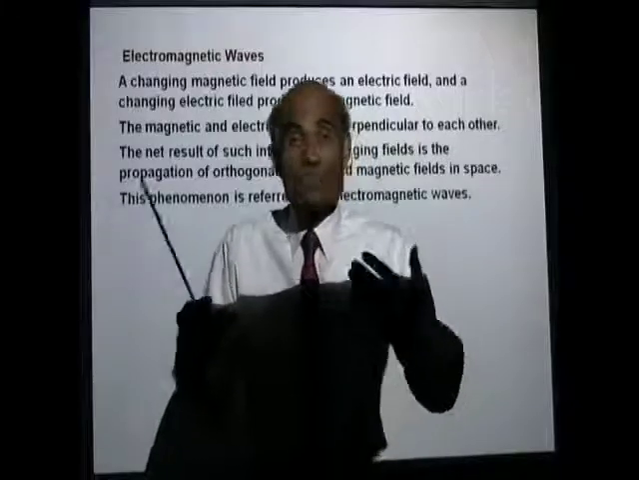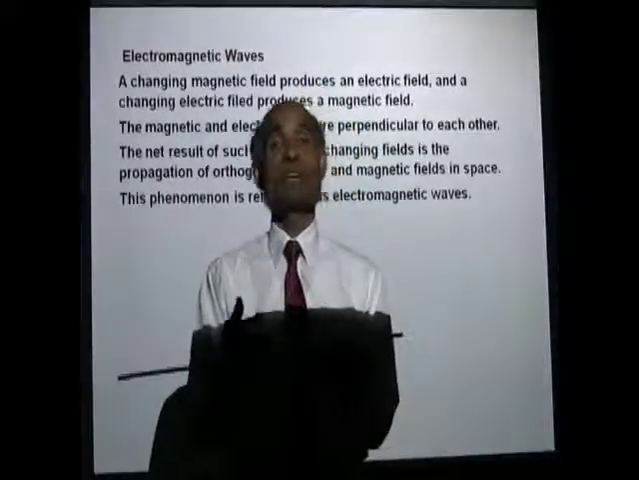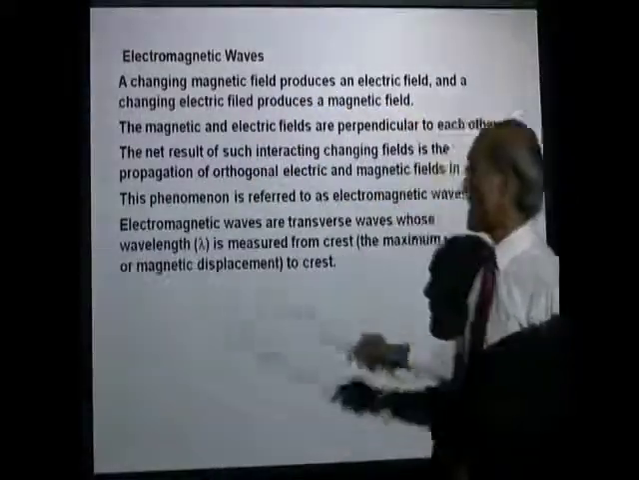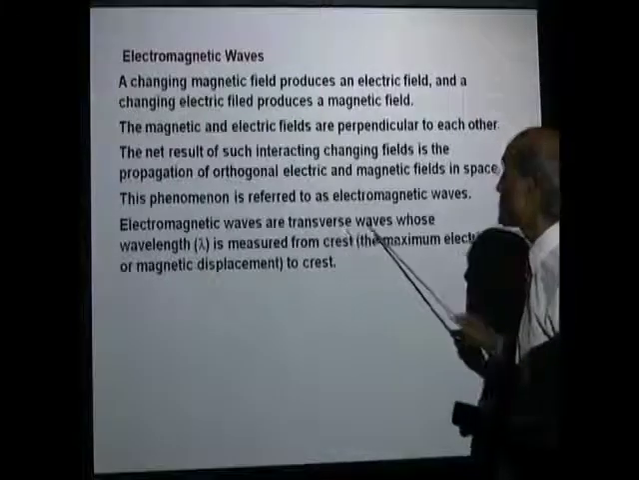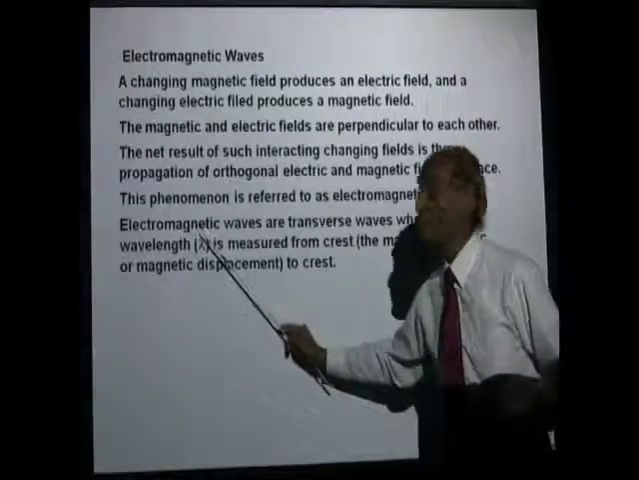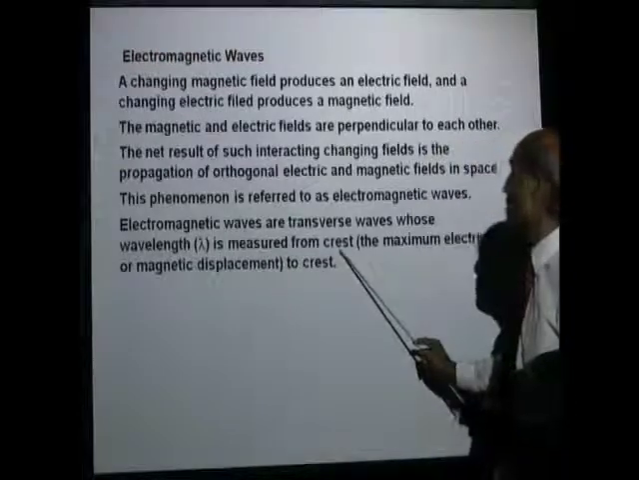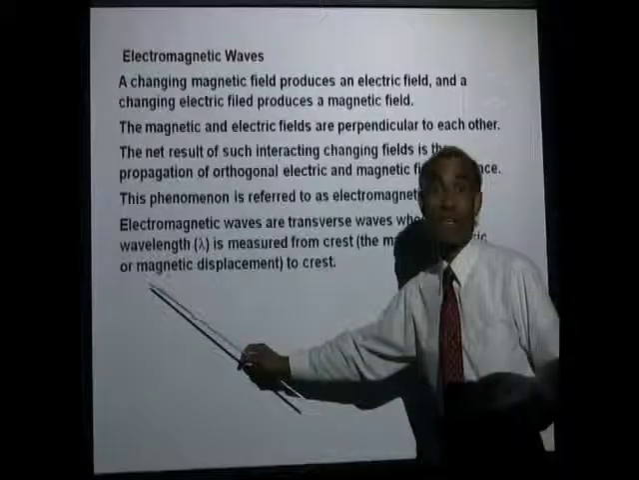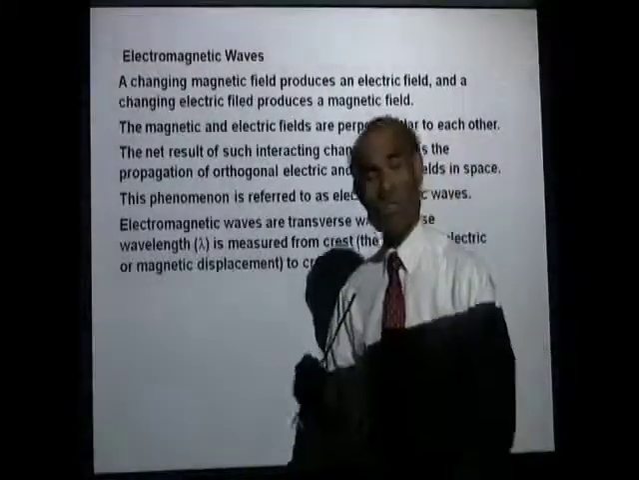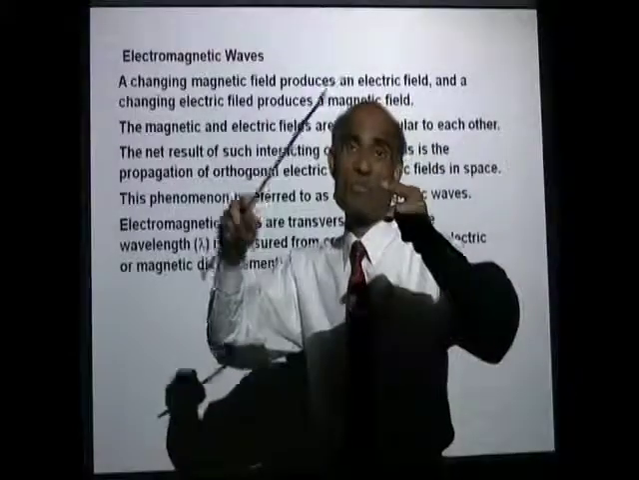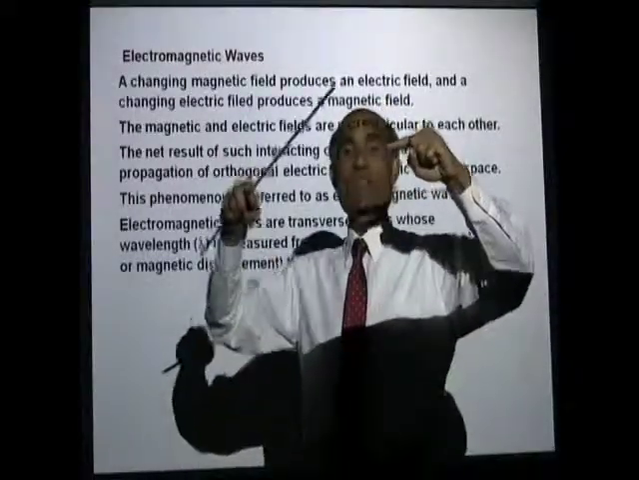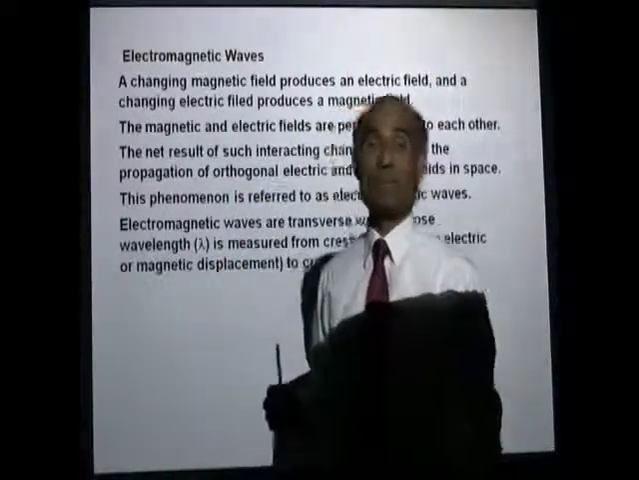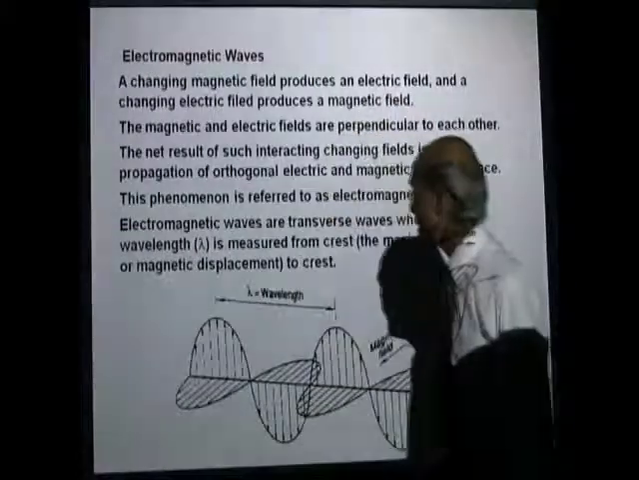Electromagnetic waves are simply propagation of electric and magnetic fields which are at right angles to each other. Now, electromagnetic waves are transverse waves whose wavelength lambda is measured from crest to crest, that is from maximum of electric or magnetic displacement. You are familiar with transverse waves. So when you talk about the maximum of the wave, it could be the maximum displacement for electric or magnetic fields. Now here I have an illustration of that.